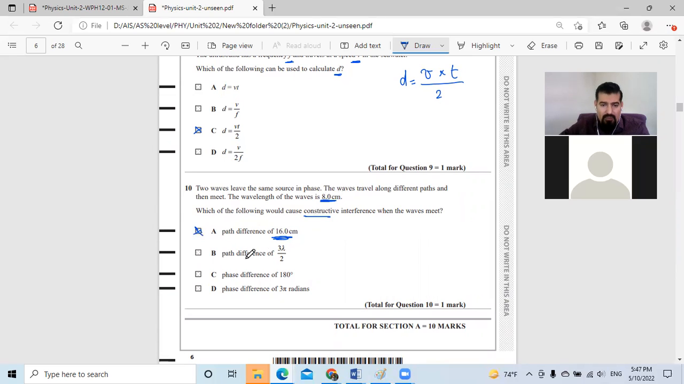But let's check. The path difference of 3 over 2 lambdas? No, it cannot be in terms of lambdas. It's supposed to be n lambda: 3 lambdas, 4 lambdas, 5 lambdas, not 3 over 2, which is 1.5 lambdas. It cannot be like this. So n plus half multiplied by lambda will be antiphase. The phase difference is 180 degrees because it's half of 360 degrees. And the phase difference is 3 pi radians. We know that each 2 pi, it will be in phase. That means here it's a wave and a half, 1.5 lambda. So the answer is A.